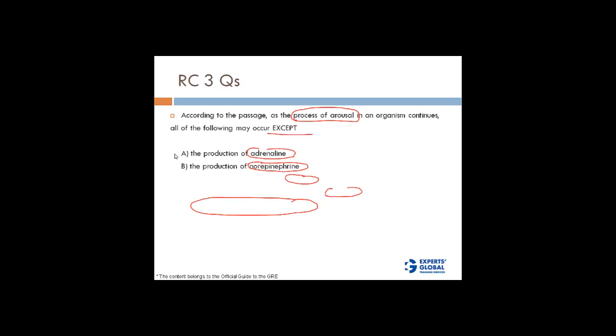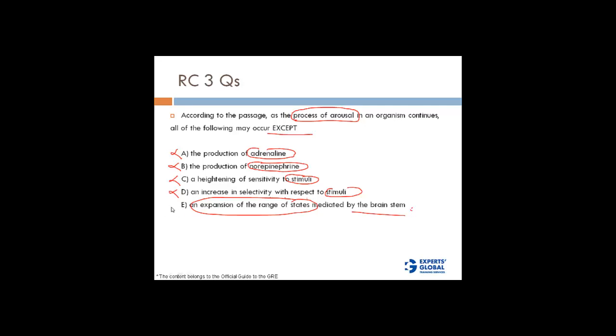Production of adrenaline, yes, it produces adrenaline, correct. So this is not the correct answer. Production of norepinephrine, yes, it is mentioned, so this is not correct. Heightening of stimuli, yes. An increase in selectivity with respect to stimuli, yes, right. So what is left? An expansion of the range of states mediated by the brainstem. Now this is not mentioned anywhere in the paragraph, so this is the correct answer.